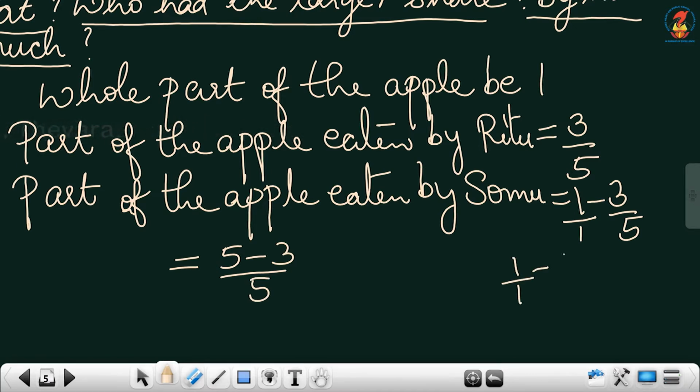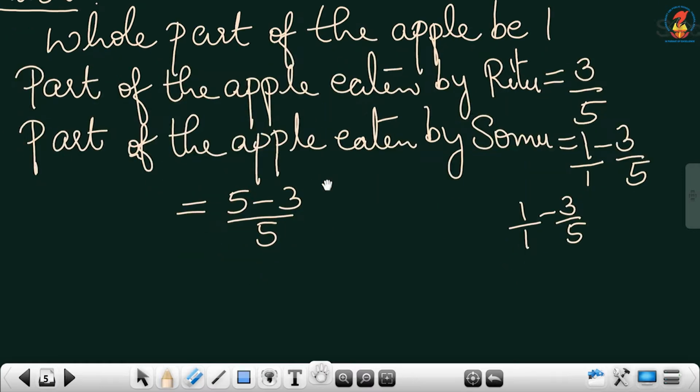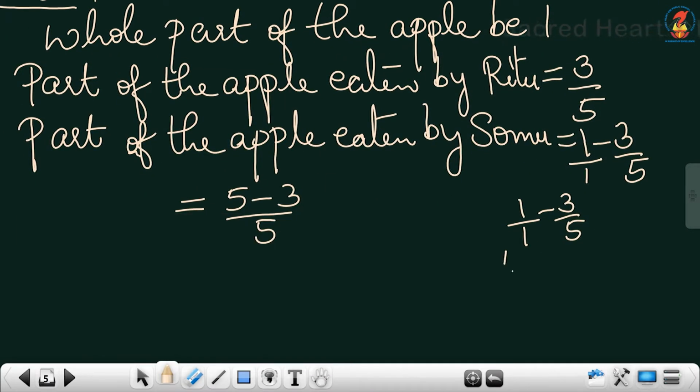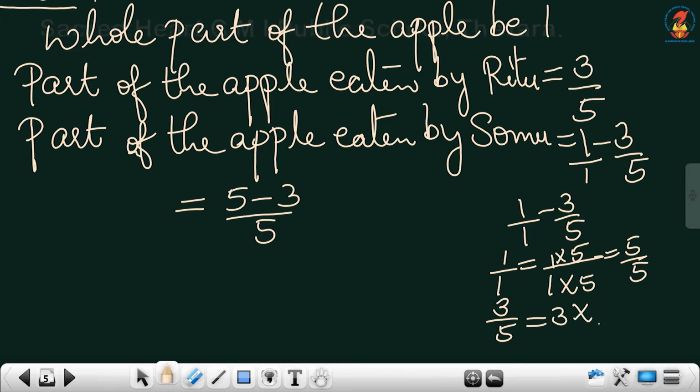How did you get this 5 minus 3 by 5? Do the subtraction in the working column. 1 minus 3 by 5. Here the LCM is 5. So what do you have to do? Convert them into like fractions. Then only can we do the subtraction. 1 into 5 and 1 into 5, what is the answer? 5 by 5. 1 means the full part, is it? And 3 by 5, what will you get? 3 into 1 by 5 into 1, what is the answer? 3 by 5.